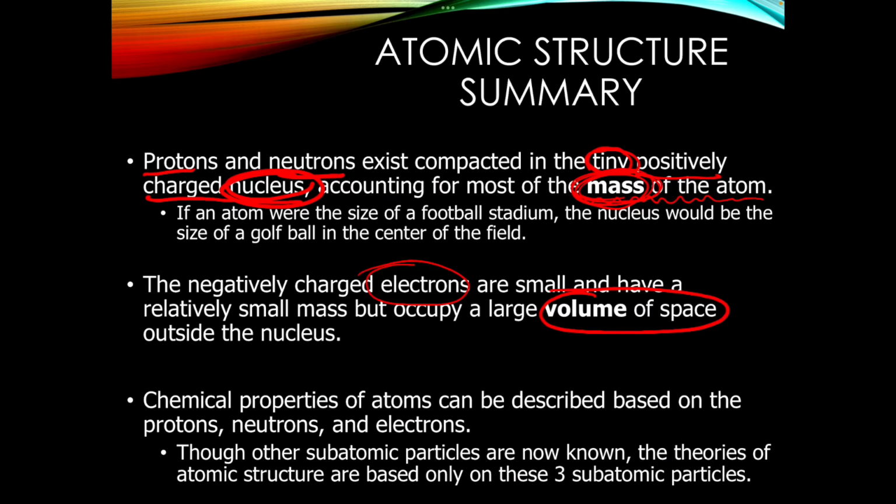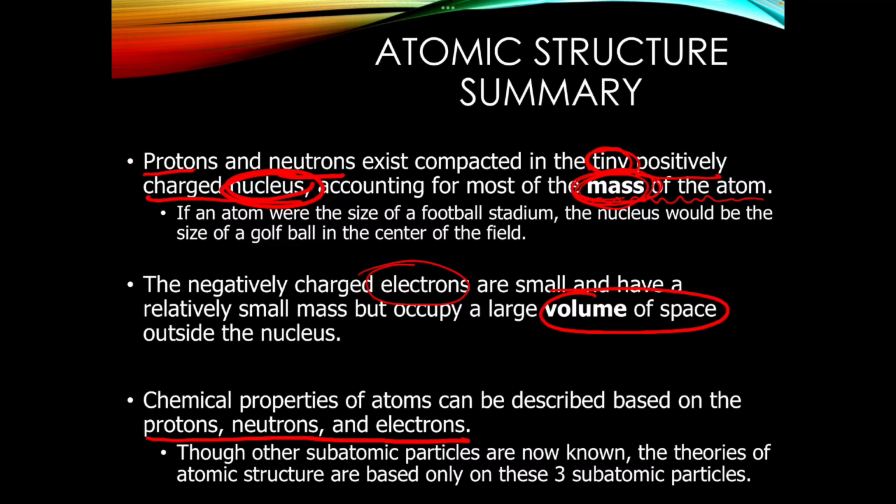Okay. Our chemical properties of the atoms, so essentially the study of chemistry, is based on the number of protons, neutrons, and electrons. So everything that we are going to study is based on the numbers of protons, neutrons, electrons. And if you change those, then you're going to change how that element reacts.